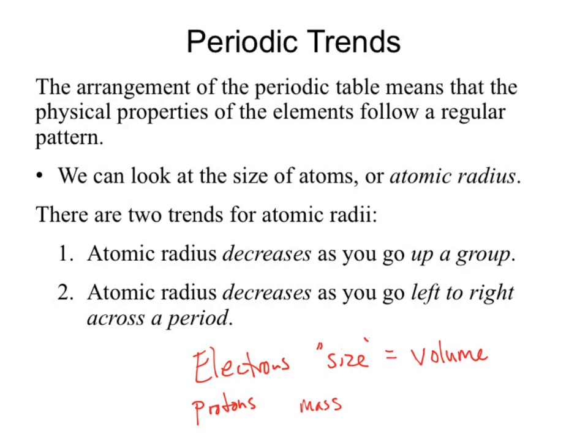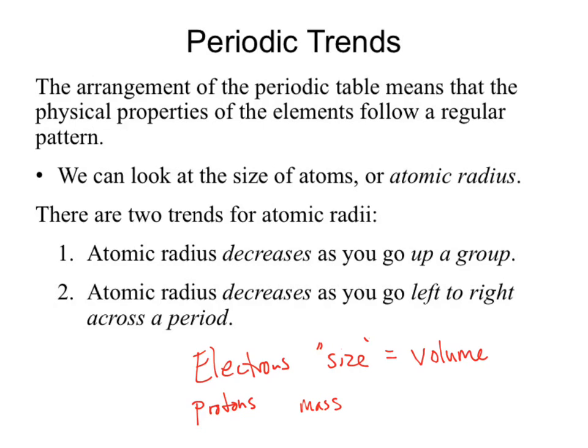Where does it become tricky? In the middle. What happens as we go from lithium to fluorine? What happens to the number of electrons? It increases. Lithium had 3 electrons. A fluorine atom has 9 electrons to balance out the number of protons coming from our atomic number.